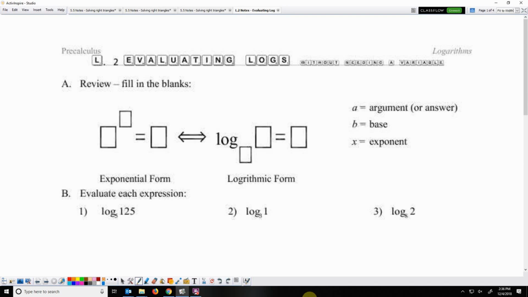Hey guys, today we are going to evaluate some more logarithms without always having to use a variable. Okay, so we'll do a little review. Log form versus exponent form. In exponent form, you've got a base to an exponent equals an argument. In log form, it's log base argument equals the exponent. So a logarithm is asking what power, or what exponent, raises this base to equal this argument.